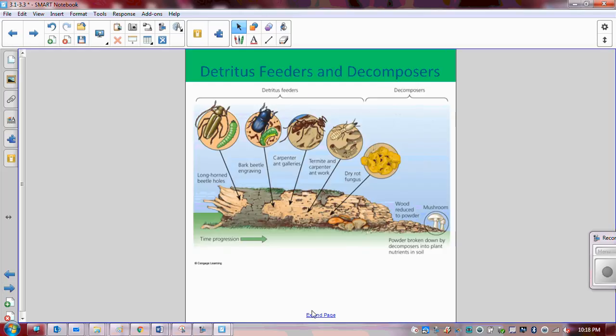Here's a picture of some of our detritus feeders, or our detritivores, and our decomposers that are breaking things down over time. Once again, these are super important because they are the recyclers in nature, and they're the ones making sure that all of our dead material decomposes and breaks down over time and goes back into nutrient cycles again.